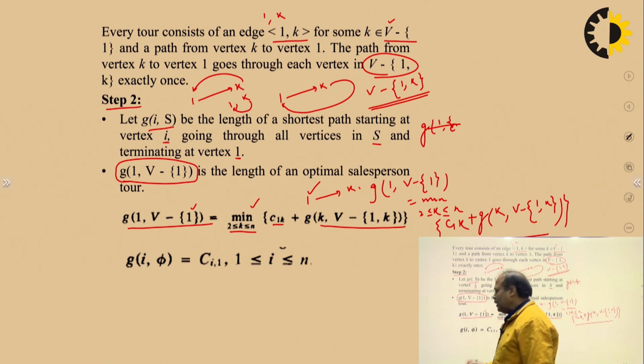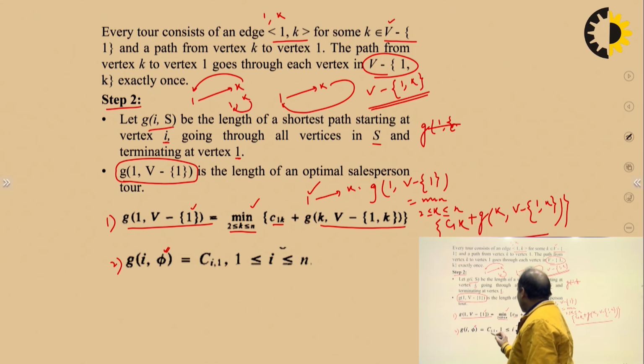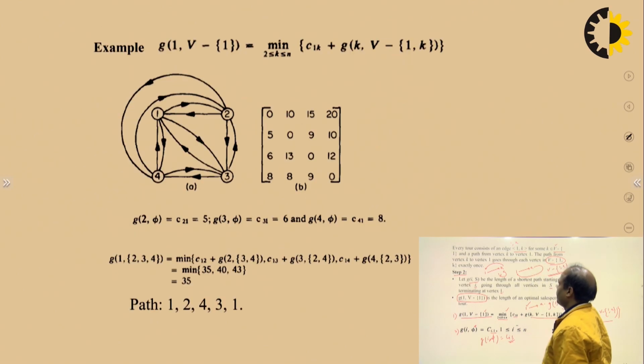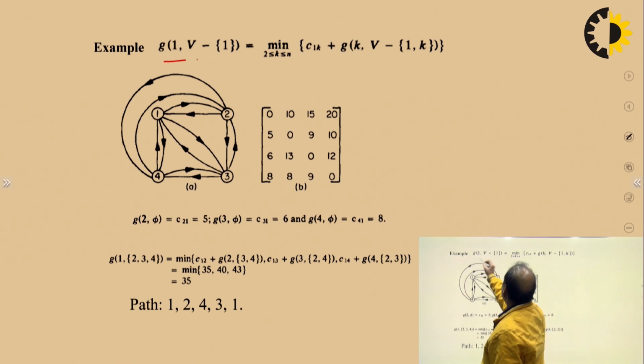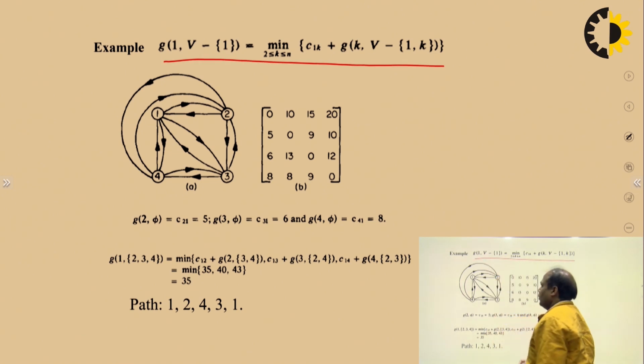And the second one is very simple. From any i, if we are not having any vertices left, of course you have to come back to 1. So G(i, empty set), once we are exhausted with all the vertices, is Ci1. Start from i and come back to 1, because this is a tour. Let's have one example. This is the base formula. This is an important formula, it is going to be used.